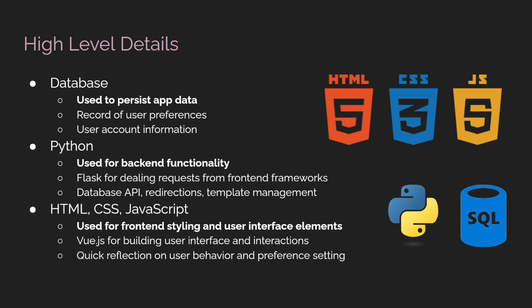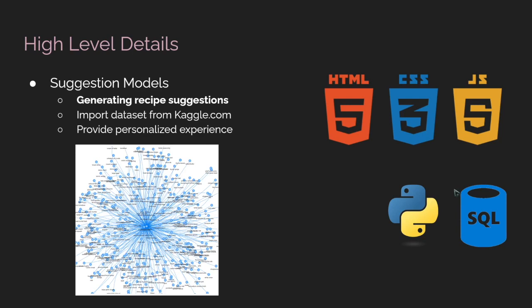Finally, since it's a web app, we built the front end using HTML, CSS, and JavaScript, and specifically, we used Vue as our framework for handling all the stylizations and interactions that you see in the demo. Now, a key part of Chef Buddy is the recipe suggestion generator, and we used a collaborative filtering implementation, which is commonly found in other recommendation systems. And we found our recipe dataset from Kaggle and ran it with our model to provide the personalized suggestions.